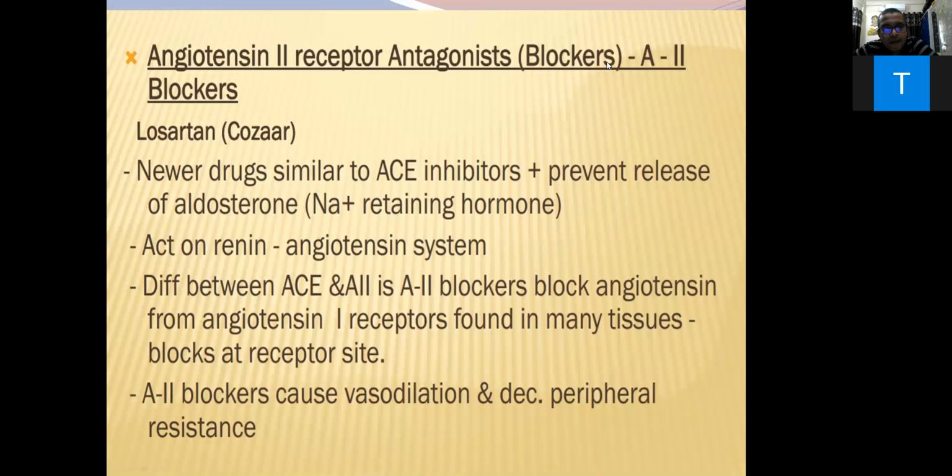The difference between ACE inhibitors and your AT1 receptor blockers is that they block your angiotensin 1 receptor found in many tissues, and once the receptor is blocked, this causes vasodilation and decreases your peripheral resistance. So this is how your drug acts. Okay.